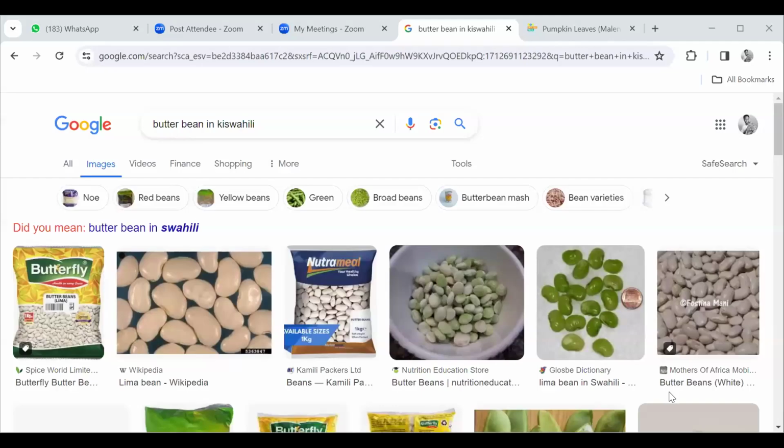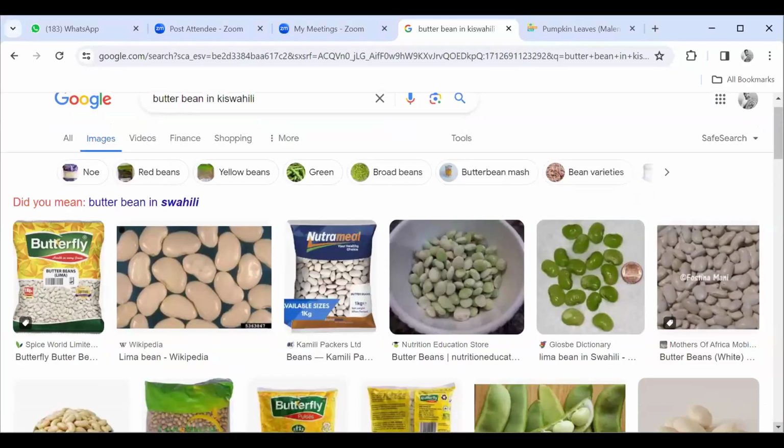Butter beans, I'm not sure. Let me check. Beans are white. They don't seem to have a skin on them. They just seem to be a yellowish bean, big. I haven't come across them, but I'm trying to Google to find them.